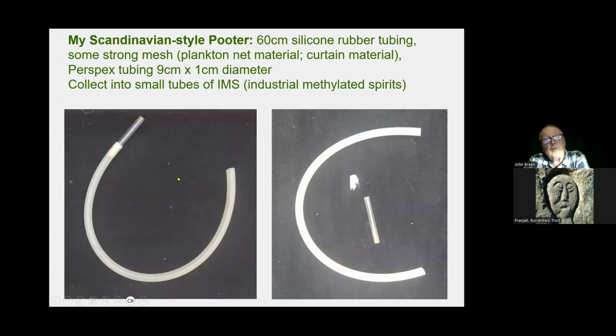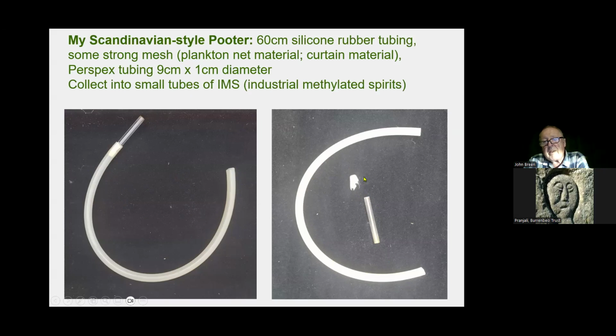This is the pooter I used. I spent a year in Norway in 1976, and this is the Scandinavian style pooter. This is rubber tubing, so it's silicone rubber tubing that I use, but you can use the orangey tubing if you want to. This is a piece of perspex. I give the measurements up there.